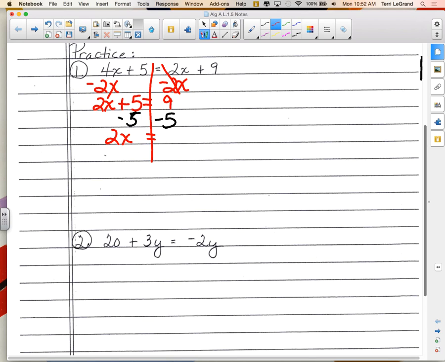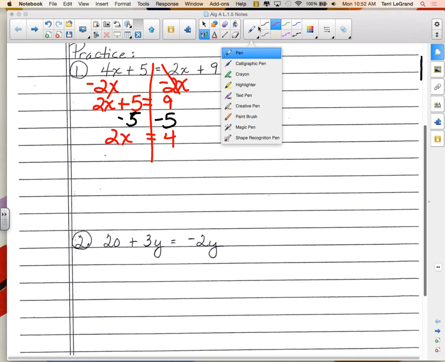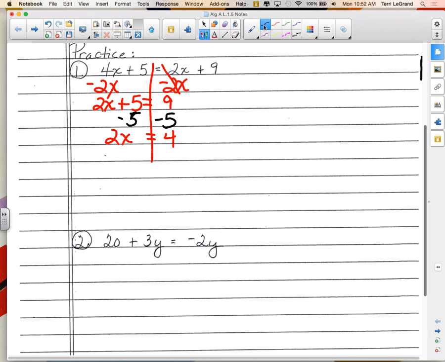2x equals 4. And what are we going to do next? No. We're not going to divide 2 by both sides. We're going to say it correctly. We are not going to divide 2 by both sides. We are going to divide both sides by 2. There's a difference. Wait a minute. 5 divided by 10 is not the same as 10 divided by 5. We have to say it correctly.